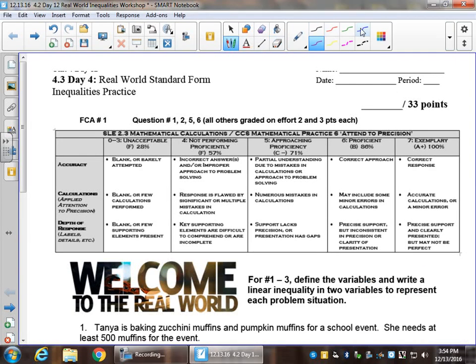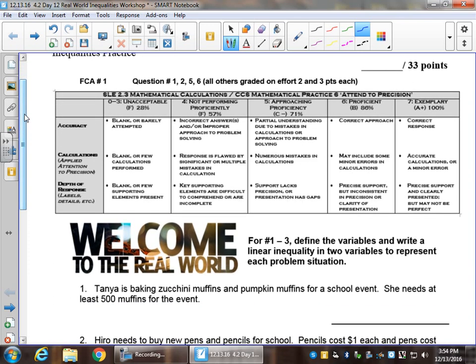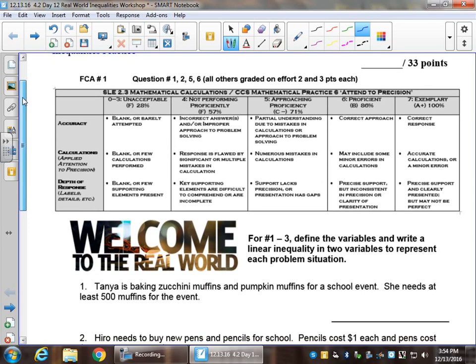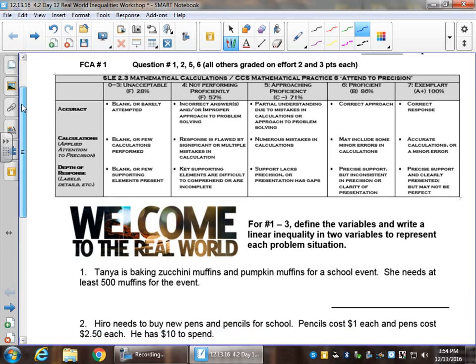Hi, everybody. Today starts section 4.3, day 4, which is a real-world standard form inequalities practice day. And if you think about it, it's really your second practice day because the set of questions we worked on last was a group of 4 for you to try on your own. It was the pretzel chip question. There's a football one on jeans, pairs of jeans and shoes, and oranges and apples, I think, was the last one. You know what I'm referencing. It's what you worked on yesterday.